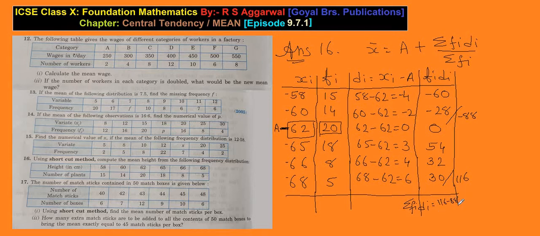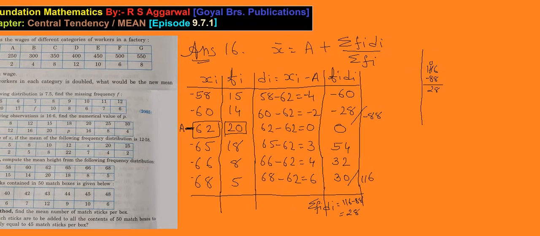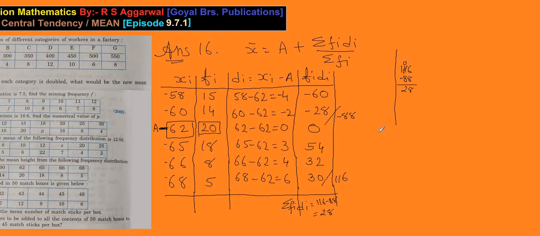So let us work it out here. I can do it very easily, but some students make mistakes. So 116 minus 88: here 0, here 16, here 2 and here 8. So the answer is 28. Now placing the values of sigma fi di, a and sigma fi. If you add sigma fi, you will get 80. So you got all the values, then replace them.